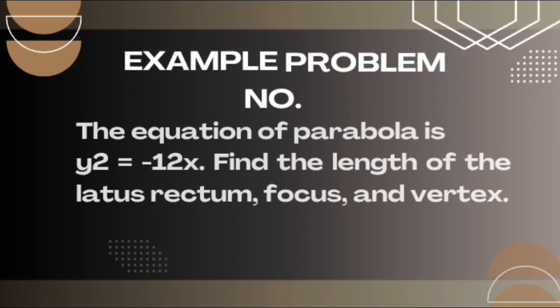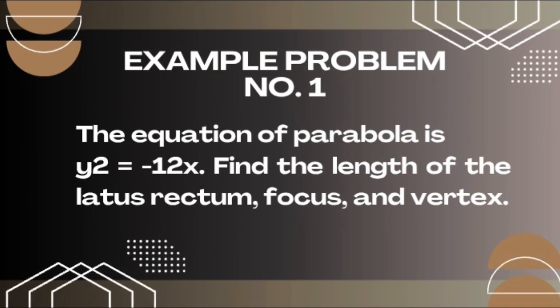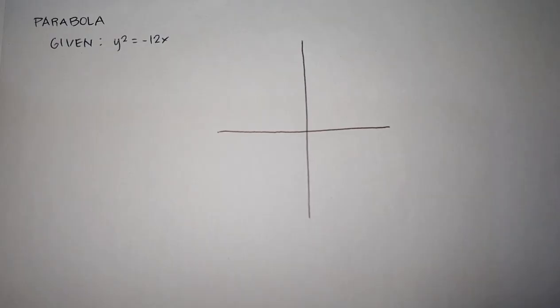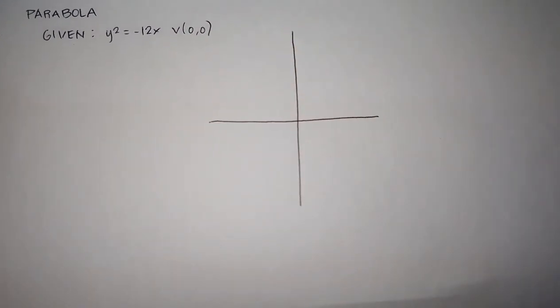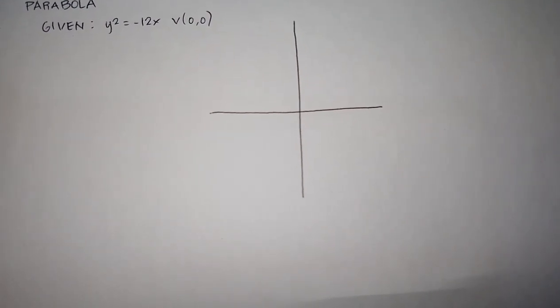Okay, so let's take a look at problem number 1 and try to solve it. The equation of the parabola is y squared equals negative 12x. This is a parabola that opens horizontally to the left because the negative sign indicates it opens to the left. h and k is our vertex. We have h equals 0 and k equals 0. Therefore, the vertex is at 0, 0.